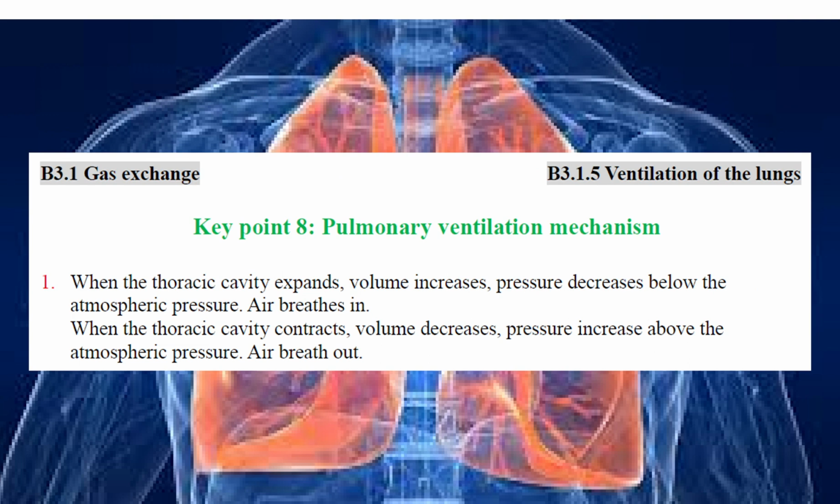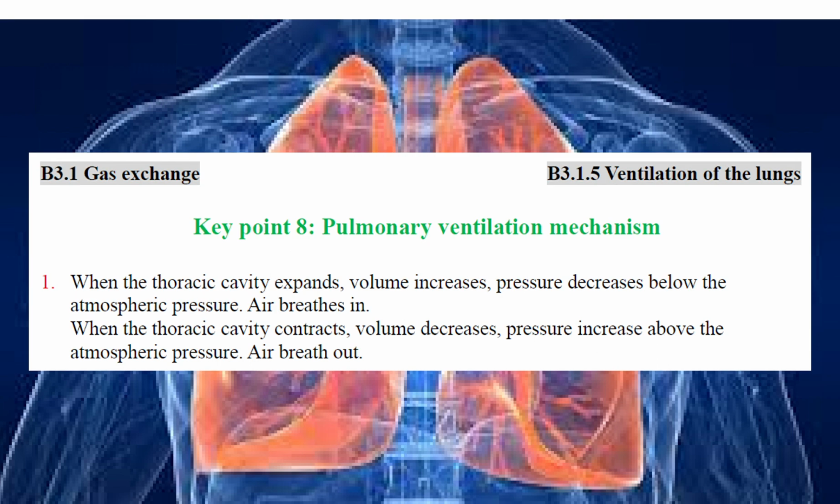Very simple. If the lung expands, volume increases and the inside pressure decreases, right? And then the atmosphere has a higher pressure and pushes the air in. So how do we push the air out? We contract our thoracic cavity. Contract, volume decreases and pressure increases, and with high pressure we push out the air.